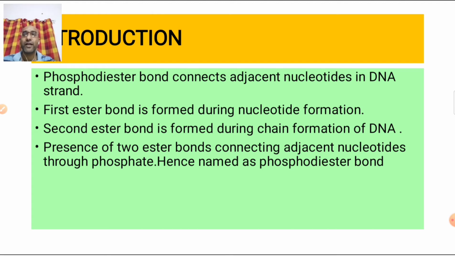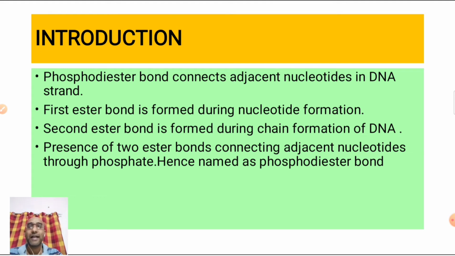As far as phosphodiester bond is concerned, it connects adjacent nucleotides in a DNA strand. You know, DNA is made up of many nucleotides. These nucleotides are joined with each other to form a single strand of DNA. In this way, two strands are formed. So these nucleotides are attached with each other by means of phosphodiester bond. Nucleotides of one strand get attached with each other by means of phosphodiester bond. Similar is the case with the other strand also.